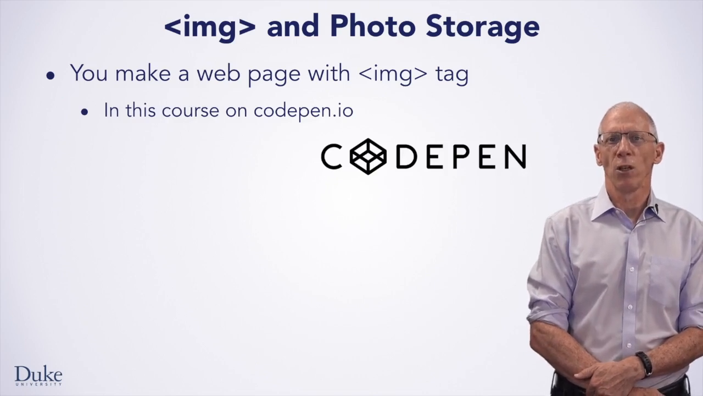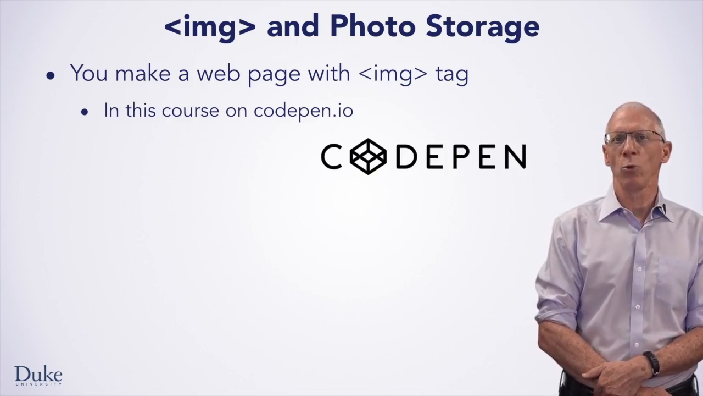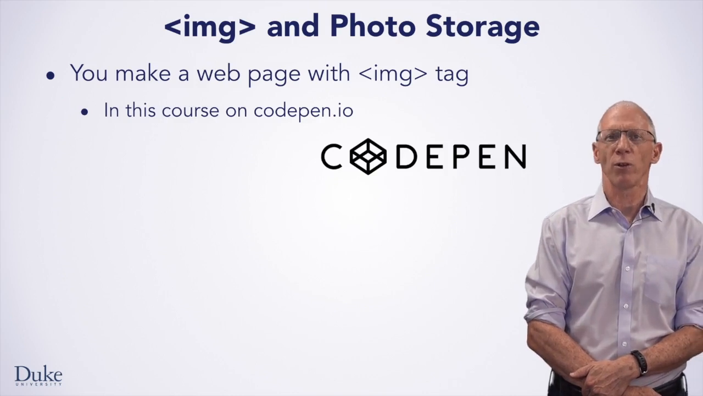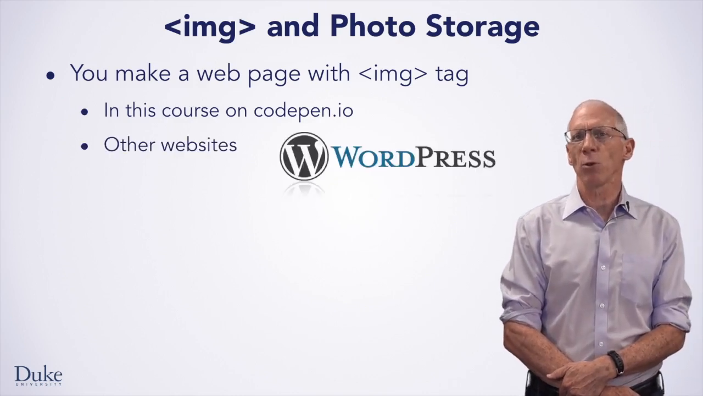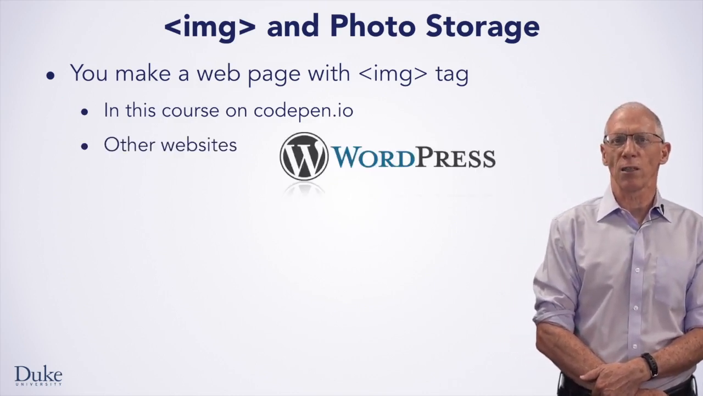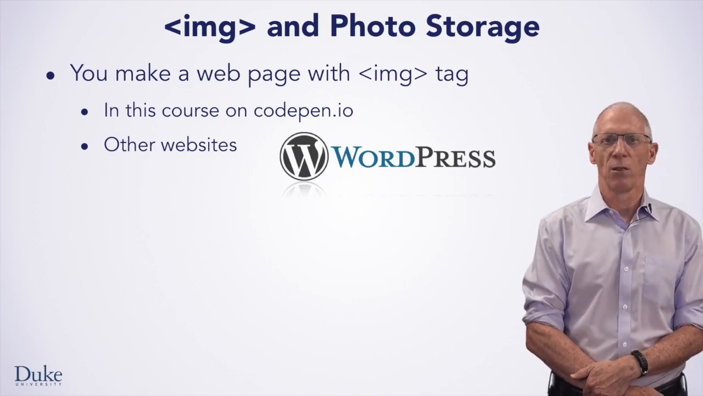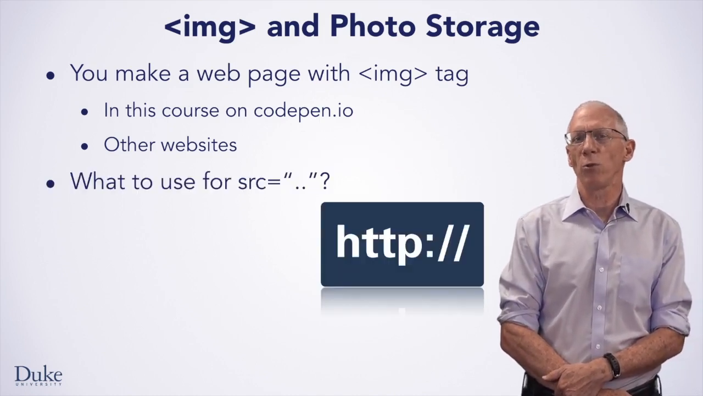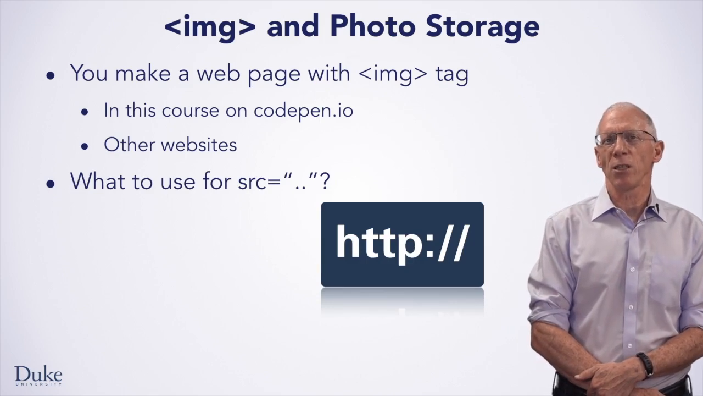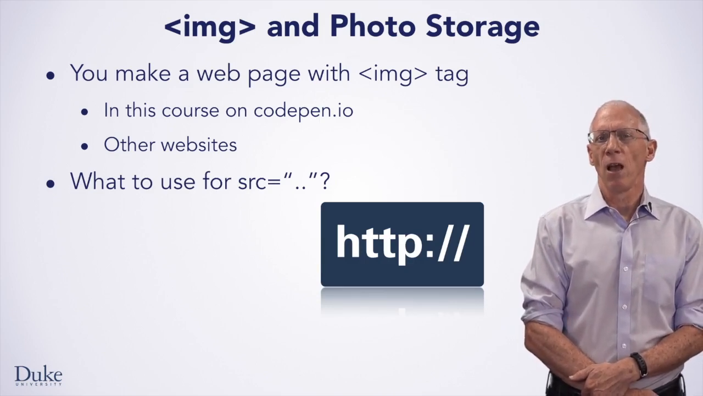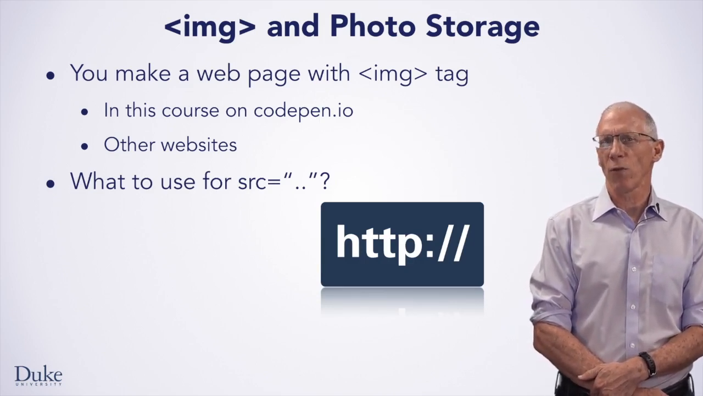In this course, you've used the website or web tool CodePen.io to create the images. But it's possible you may have already used other tools or sites like WordPress to create images. Whatever tool or site you use, you'll need to find images that you can use in the websites you create, a URL that is the source for the img tag you use in your website.